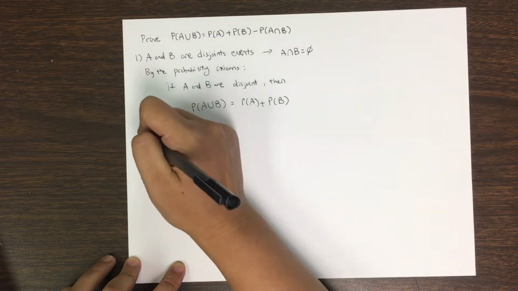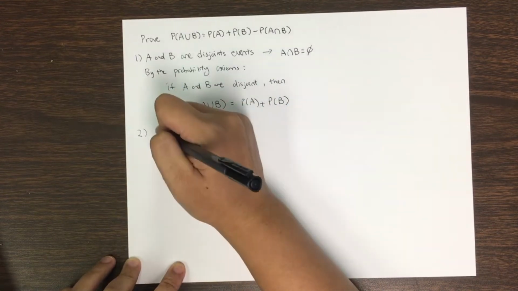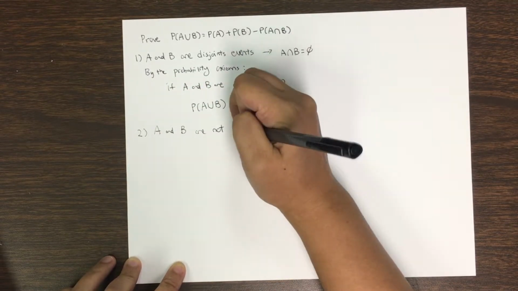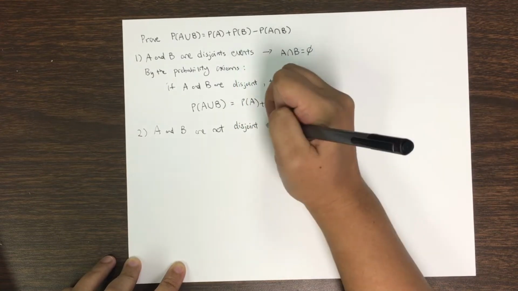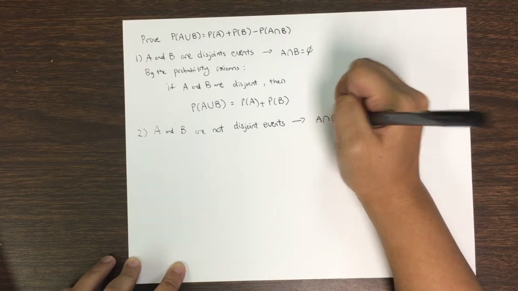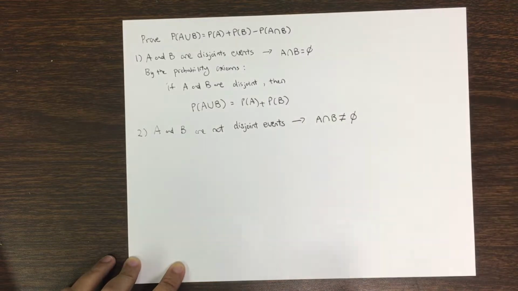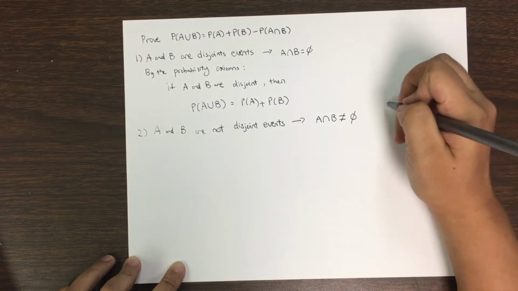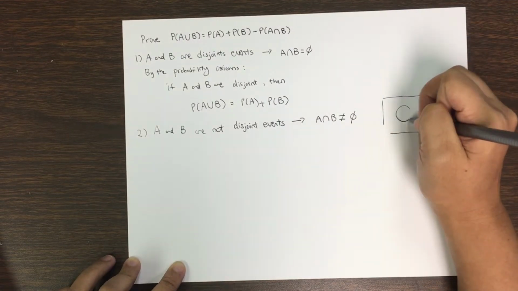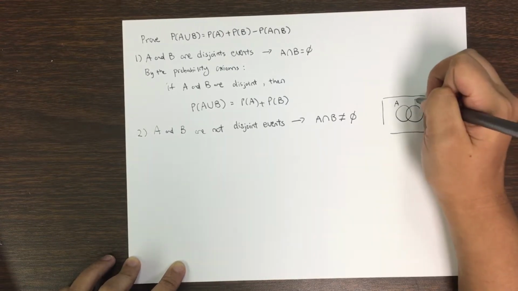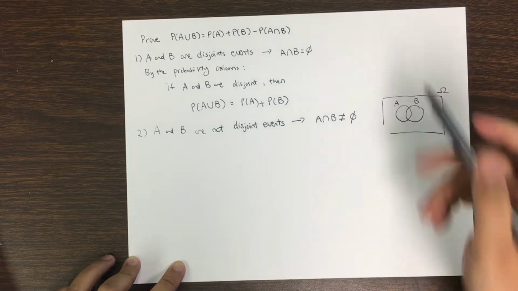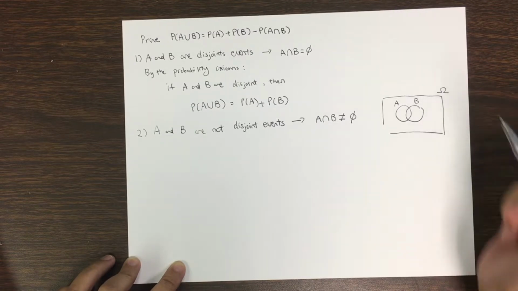So the second case, and the more interesting and more difficult case, is if A and B are not disjoint events. Right. So what this means is that A intersect B is not the empty set. So again, we can always have in our mind the mental picture, right? We have some sample space, which sometimes you don't have to draw, but we know that we have some set A and some set B, and they're not disjoint subsets, so therefore the intersection is not empty.